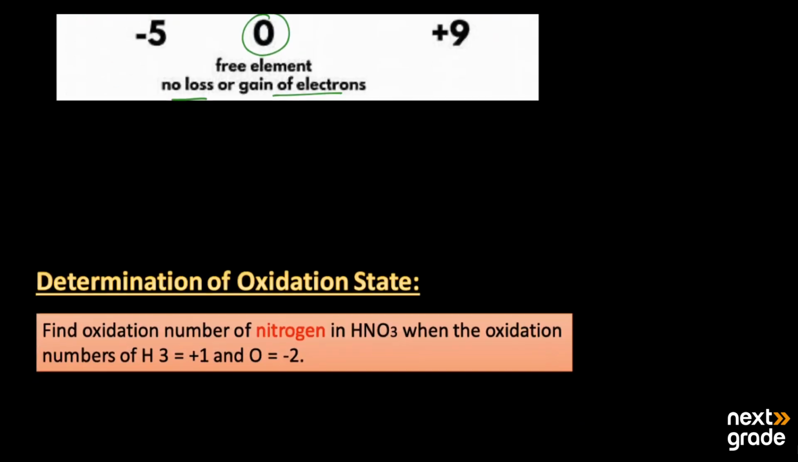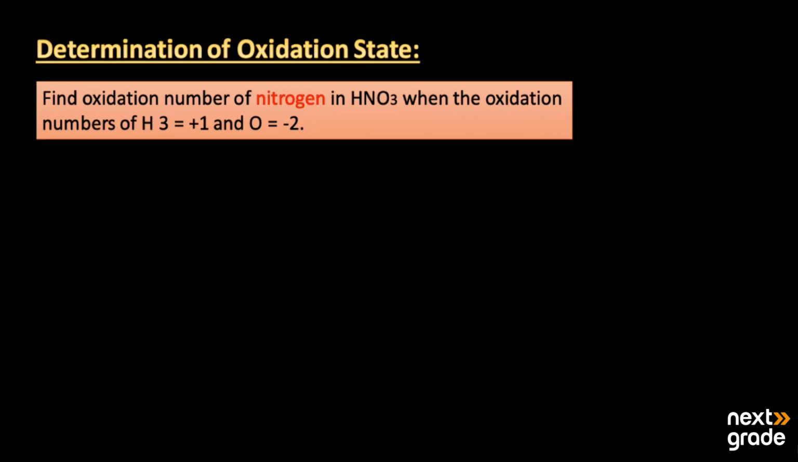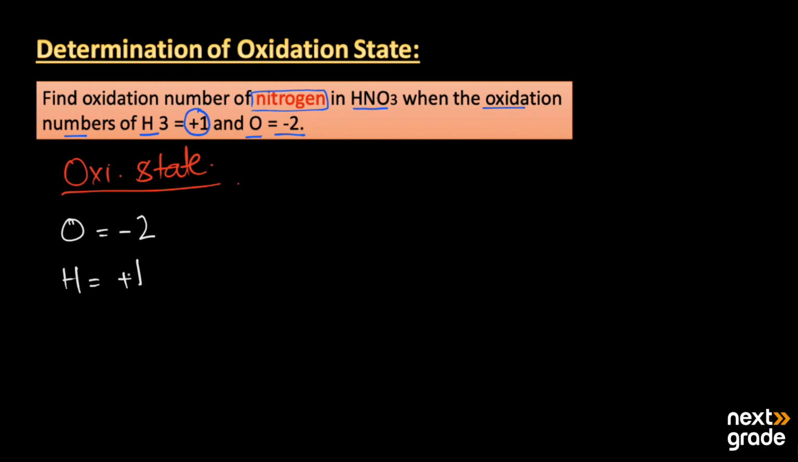Now let's have two examples for the determination of the oxidation state. Here we have an example in which we have to find the oxidation state of nitrogen in HNO3, when the oxidation number of hydrogen is +1 and of oxygen is -2. Now here we have the given data, the oxidation states of known elements: oxygen is -2 and hydrogen is +1. The oxidation state of nitrogen is what we have to find. We know that the algebraic sum of oxidation states of a neutral compound is always equal to 0. So we will take their algebraic sum and it will be equal to 0.